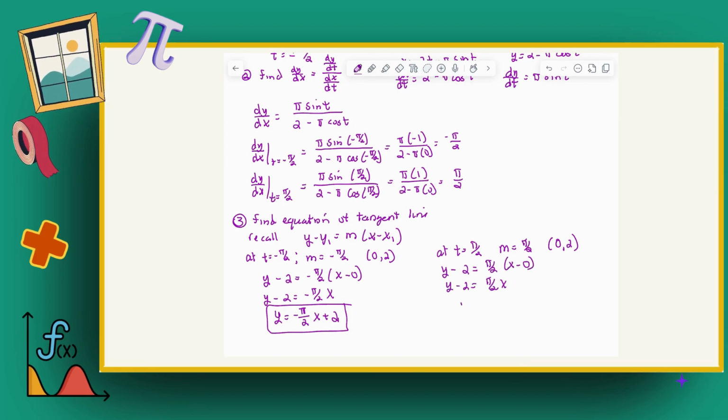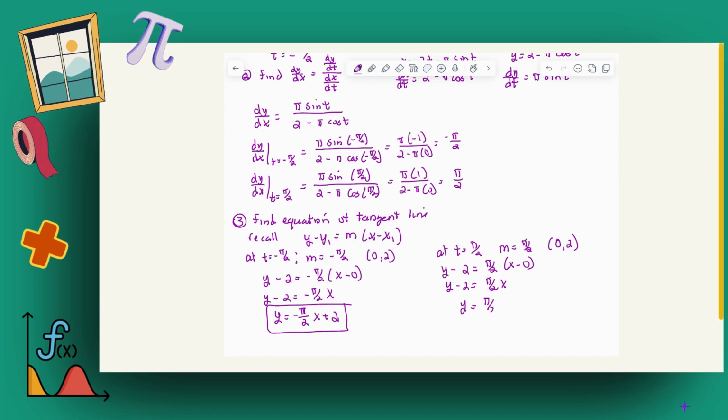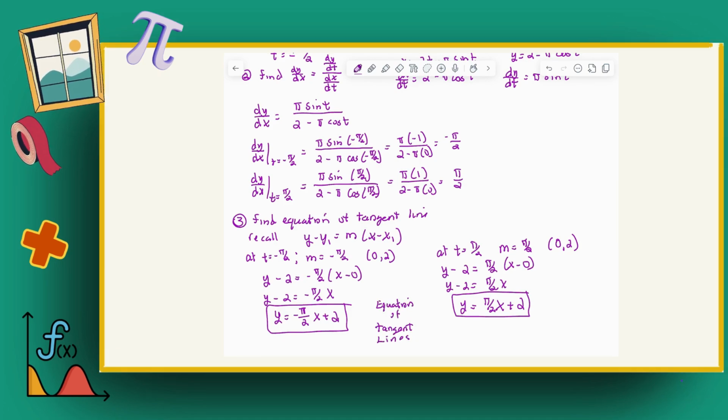And our second equation of our tangent line is y is equal to pi over 2 x plus 2. And we've answered the question. We found the two equations of the tangent lines of where this function crosses over itself.